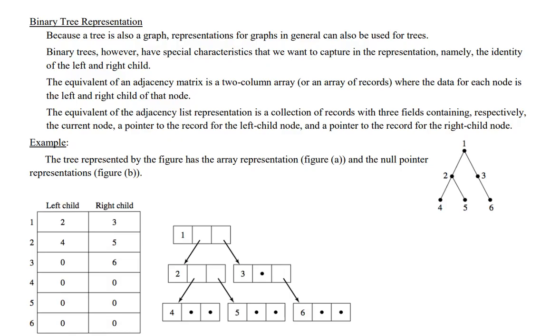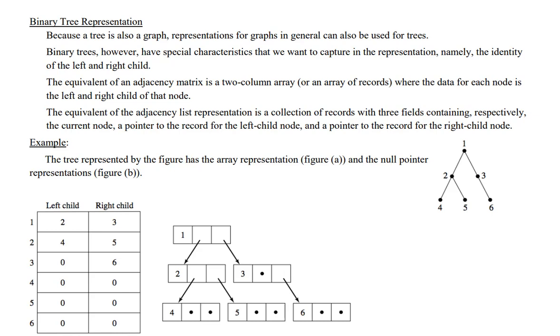Hello, in this video we're going to see some representations of binary trees. Because a tree is also a graph, representations for graphs can in general also be used for trees. Binary trees, however, have special characteristics that we want to capture in the representation, namely the identity of the left and right child. The equivalent of an adjacency matrix is a two-column array, or an array of records where the data for each node is the left and right child of that node.